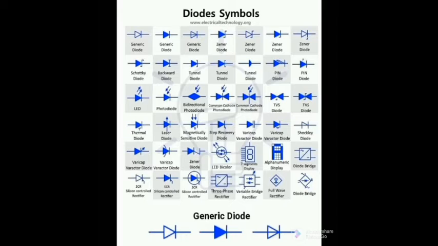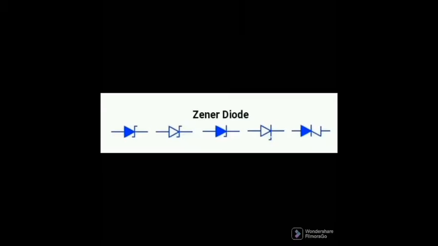This symbol represents a generic diode or a rectifier diode. It is an electronic component made of semiconductor that allows current flow in one direction and blocks it in the reverse direction. A Zener diode is a type of diode that allows the flow of current in the forward direction as well as the reverse direction, but only when the reverse voltage reaches the breakdown voltage known as the Zener voltage.